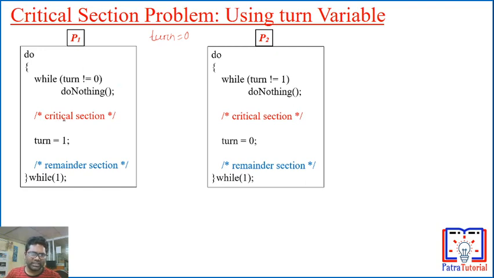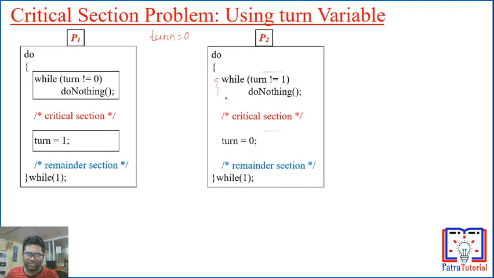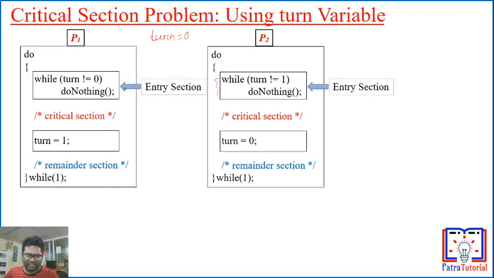As I discussed in the previous video, before entering the critical section, the process must go through the entry section, and while leaving the critical section, it will go through the exit section. So what will the entry section do? This part of the program is very important, and this part in process p2. This one is the entry section.